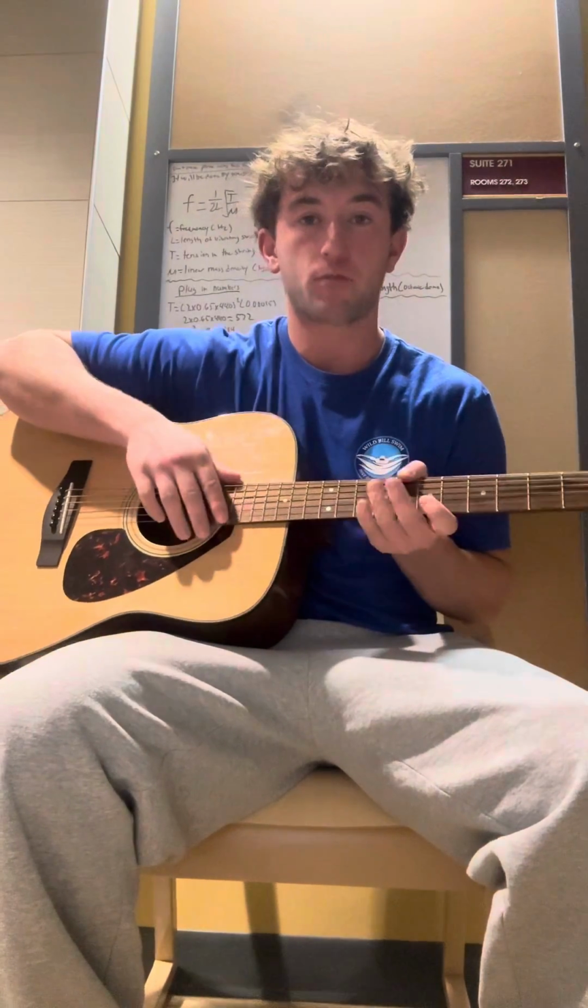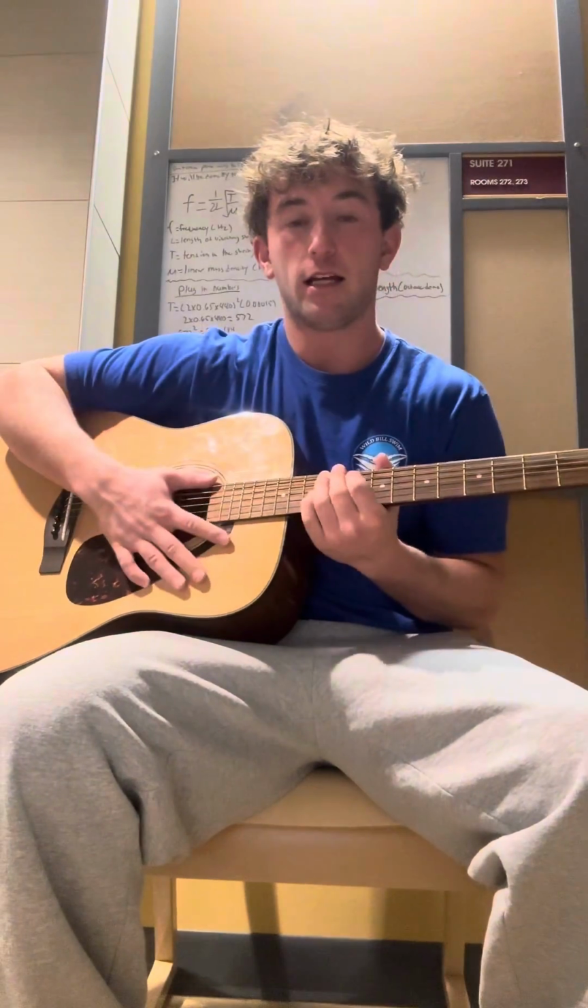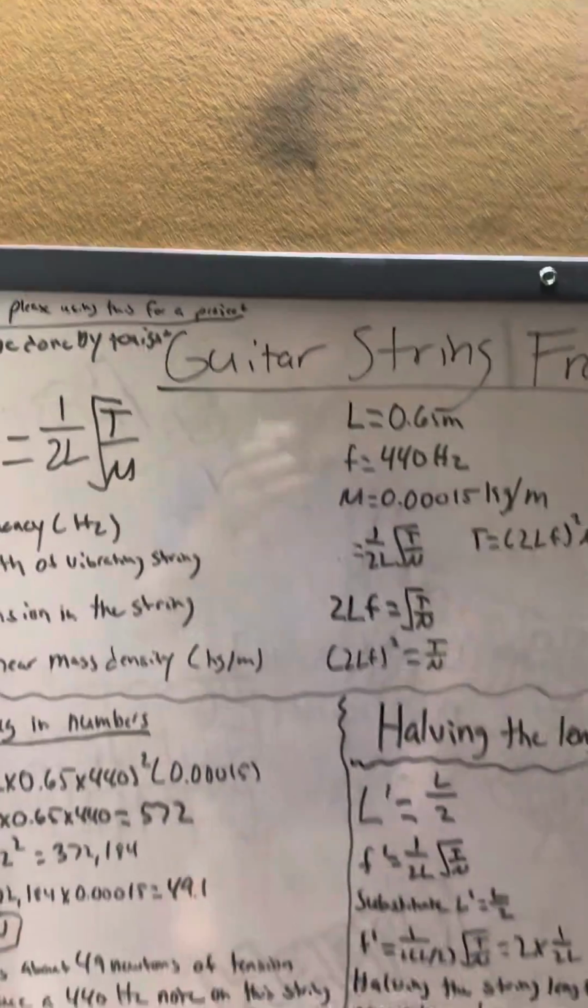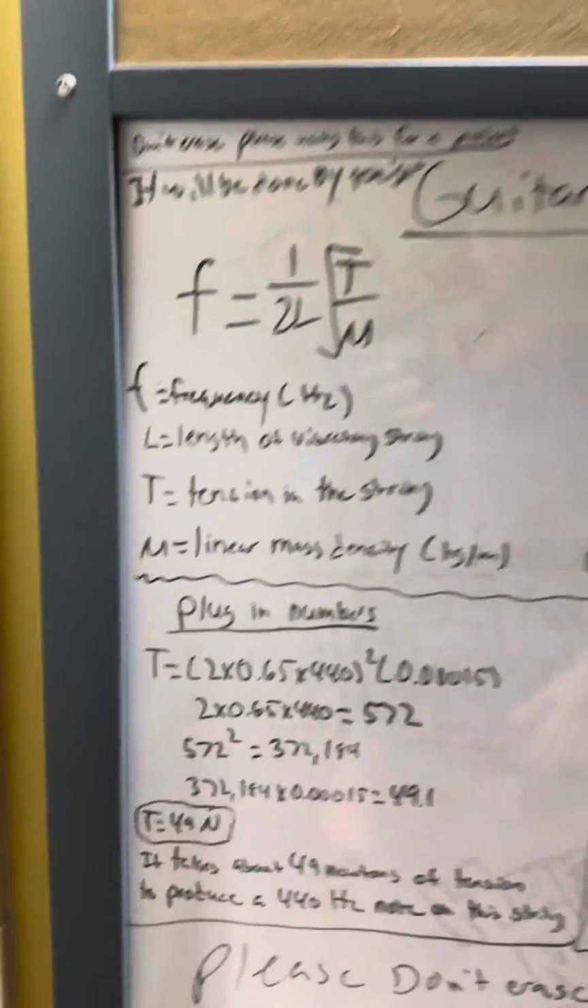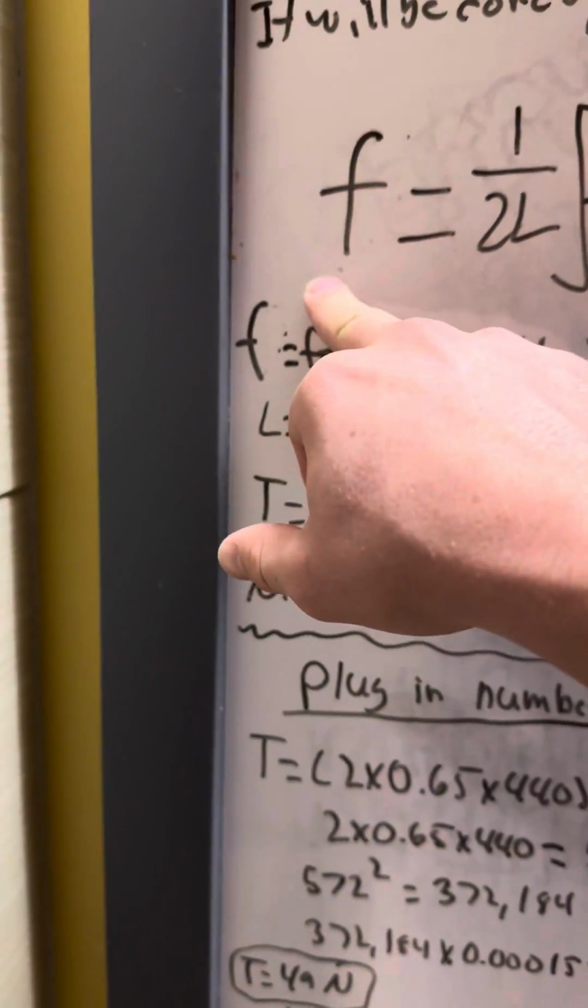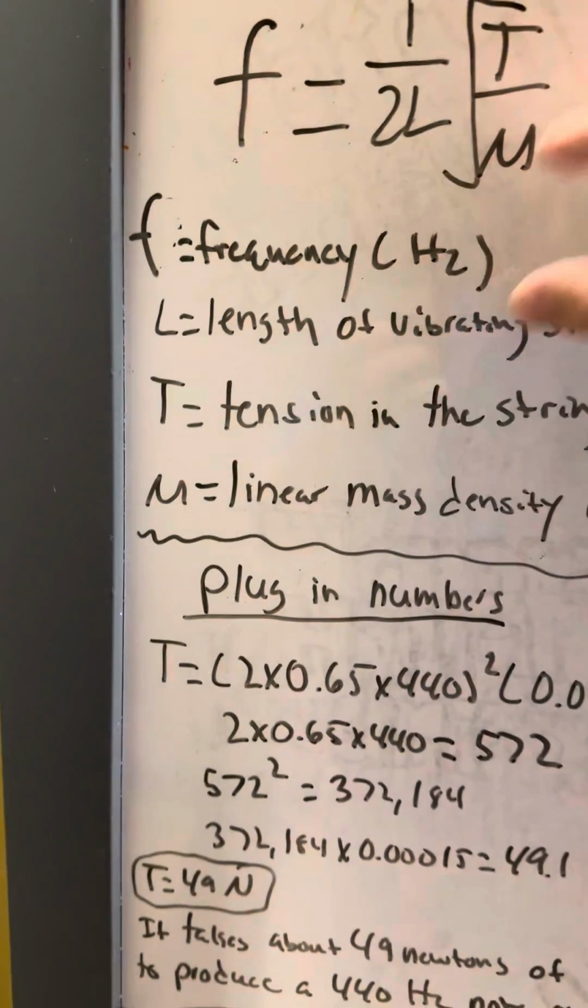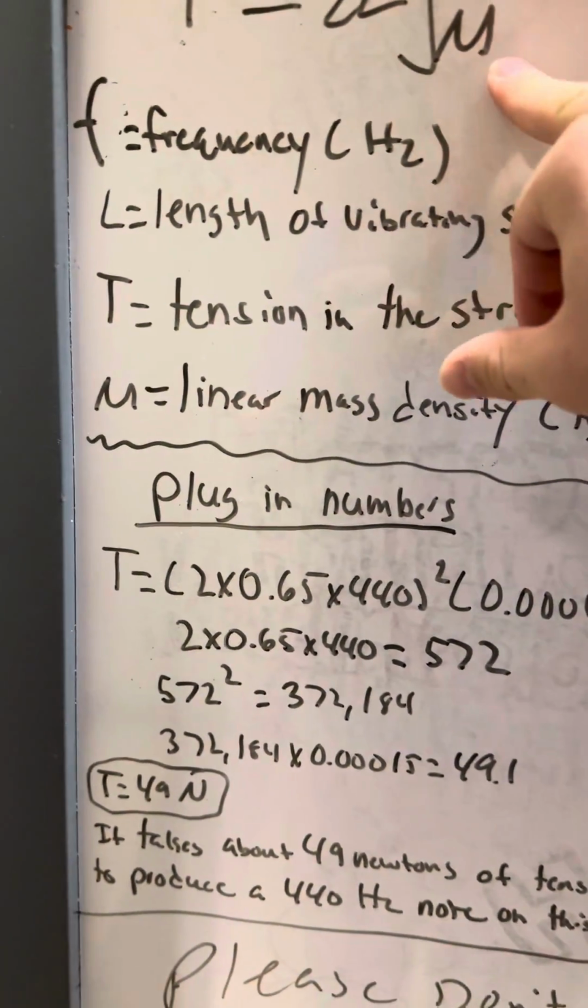When a guitar string vibrates, it forms a standing wave with nodes at each end. The lowest vibration is called the fundamental frequency, and it depends on the string's length L, tension T, and the mass per unit length μ. The equation for this is, and this is all my math, guitar string frequency: the frequency equals 1 over 2L times the square root of T over μ.